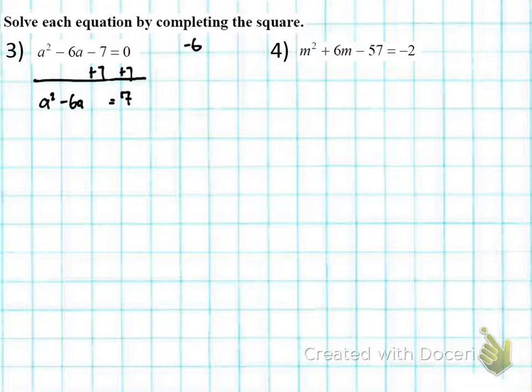Okay. What's negative 6 divided by 2? Nope. Negative 3. What's negative 3 squared? Positive 9. Good. Okay, so we're going to add 9 here. And also on the opposite side right here.